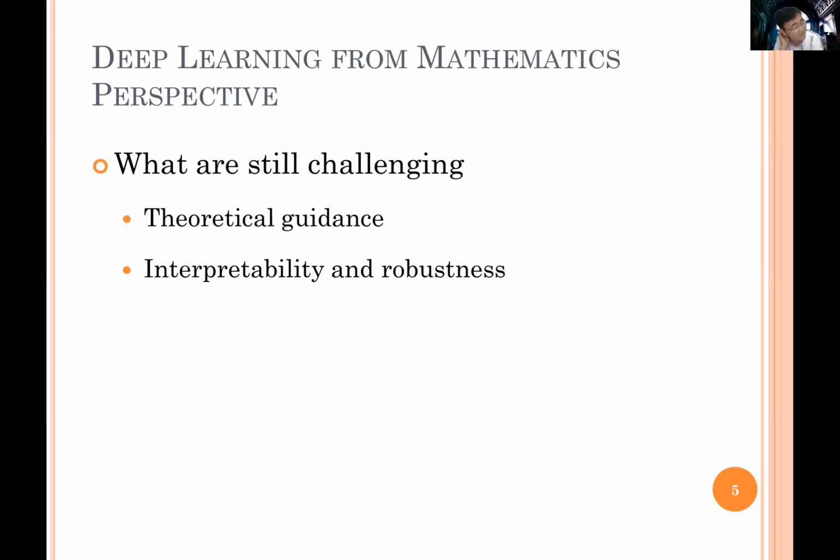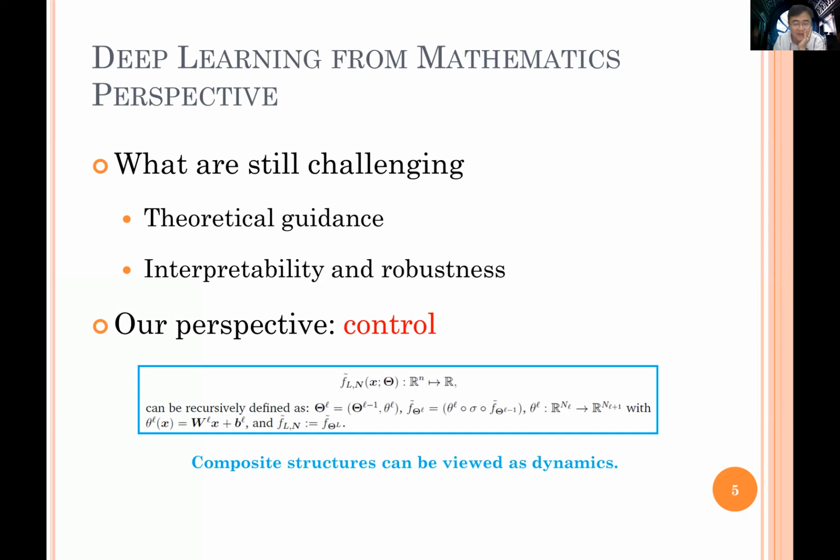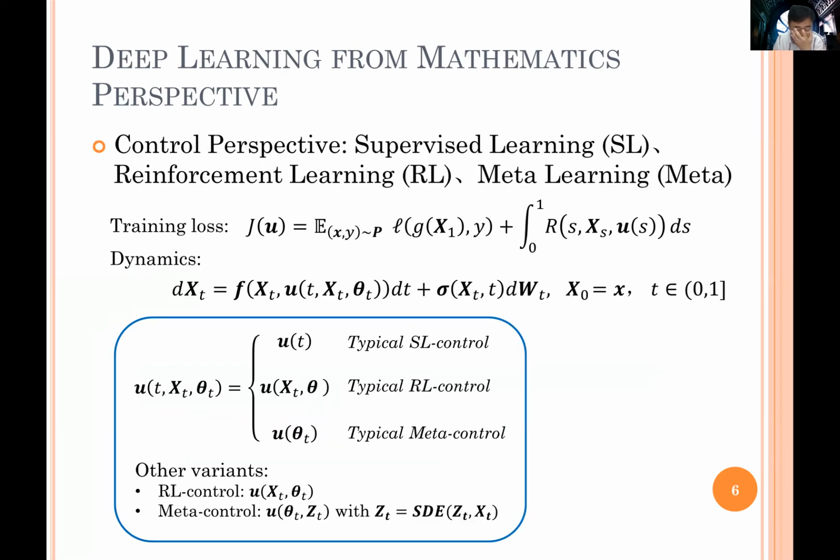But we all know that with deep learning there are still some challenges: theoretical guidance, which is a big thing, and also interpretability, robustness and many other issues. And the perspective that we take, I think everybody in this workshop takes, is the control perspective, and I don't think I need to convince any of you why this is a good idea. So I'll just skip to the next part.